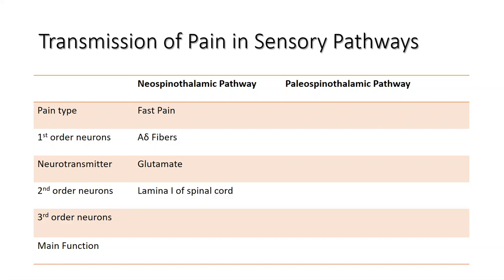The second order neurons originating from lamina 1 give rise to the neospinothalamic tract in the spinal cord. Most of these neurons project all the way to the ventral posterolateral nucleus of the thalamus, which is also known as the ventrobasal thalamus. Only some of these fibers terminate in the brainstem reticular formation. From here, the third order thalamic neurons project to the primary somatosensory cortex. It is believed that the main function of the neospinothalamic tract is to facilitate precise localization of the pain.